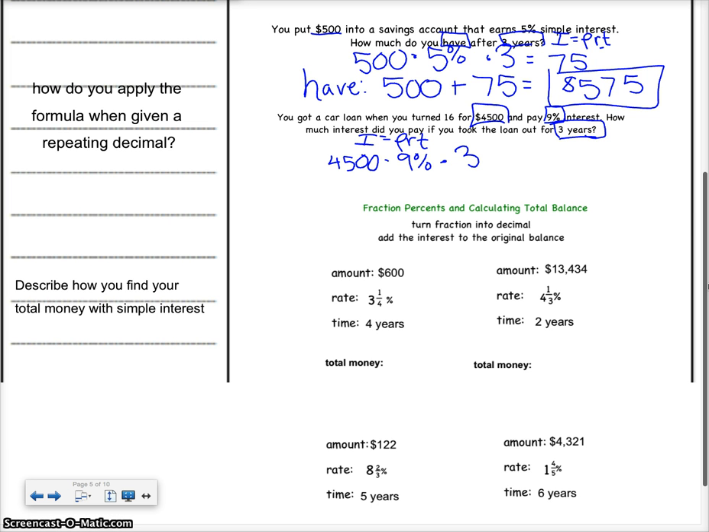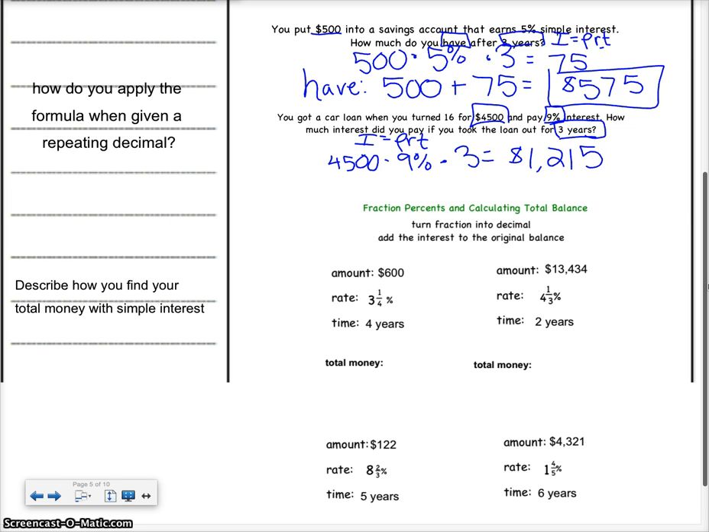So just plug that in your calculator, 4,500 times 9% times your time, which is 3 years, and I punch it in wrong. 4,500 times 9% times 3 equals $1,215.